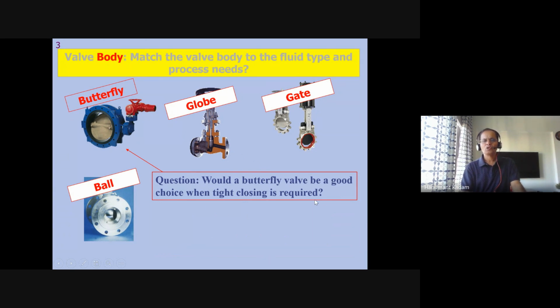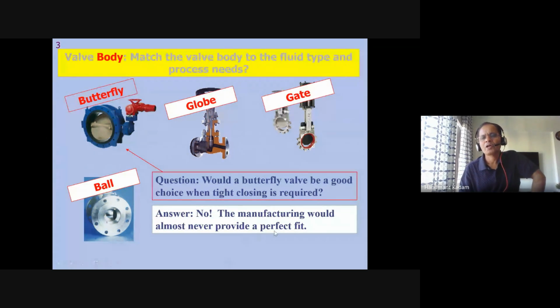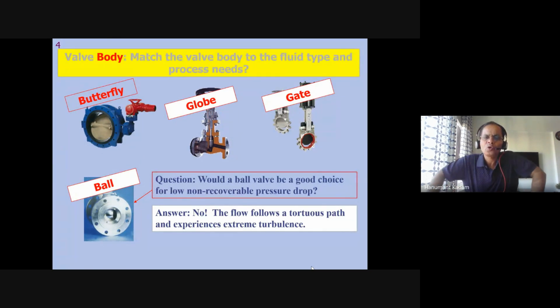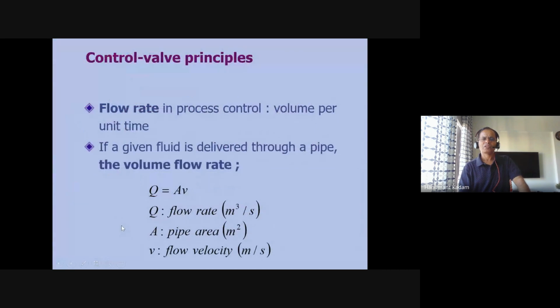Would a butterfly valve be a good choice when a tight closing is required? No, manufacturing would almost never provide a perfect fit. Would a ball valve be a good choice for a low, non-recoverable pressure drop? I'm talking about a ball valve, this ball. No, the flow takes a tortuous path and experiences extreme turbulence. So a ball valve will not be suitable for that process.